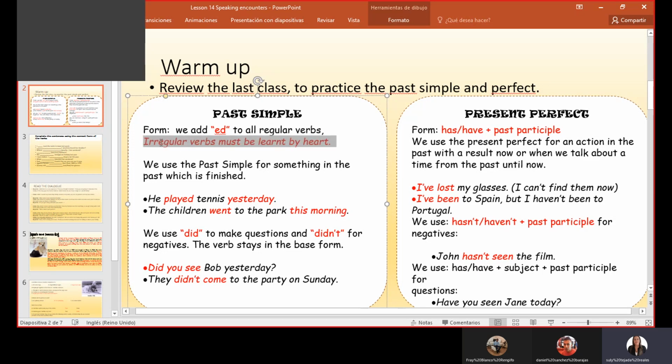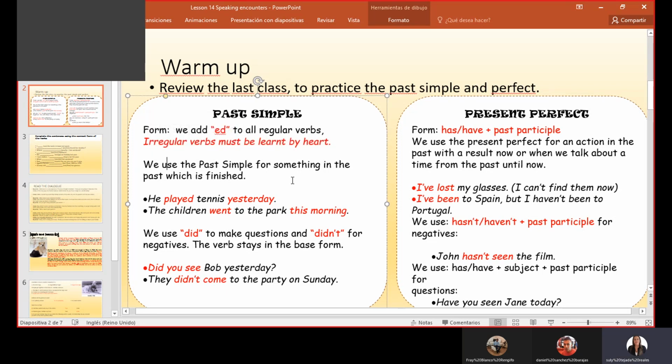Esta frase me gusta mucho. You must learn by heart. Tienes que aprenderlas de todo corazón porque, si no, no sabes los verbos irregulares.